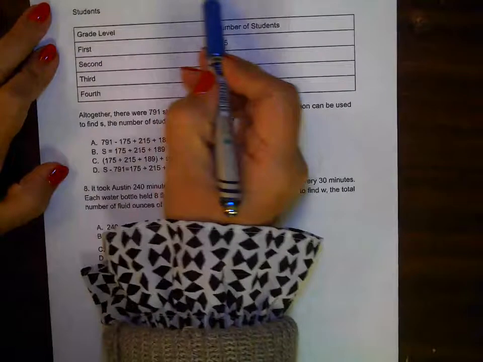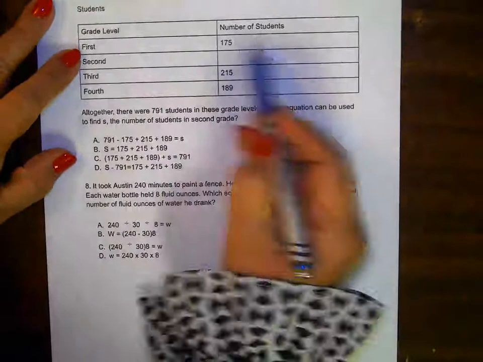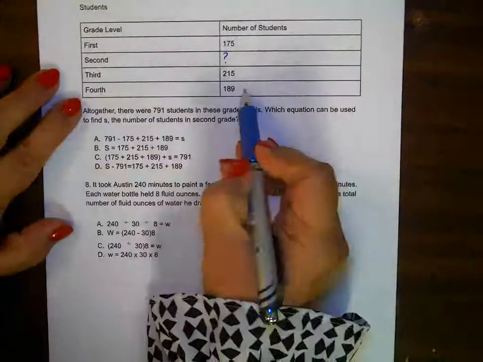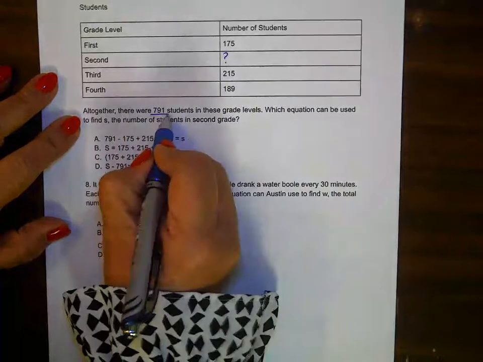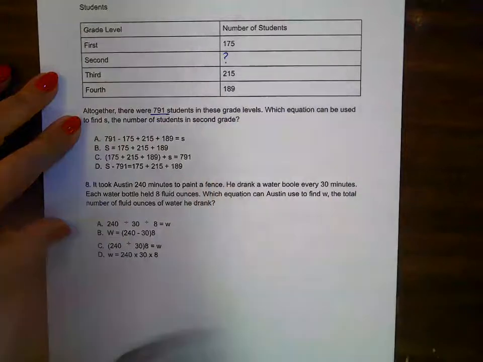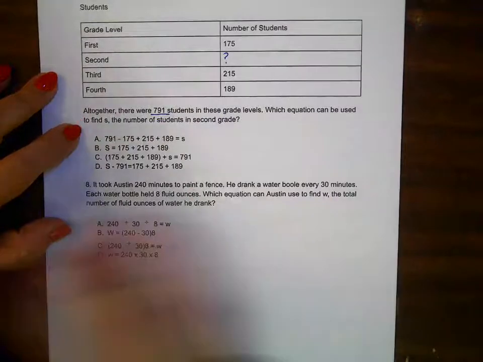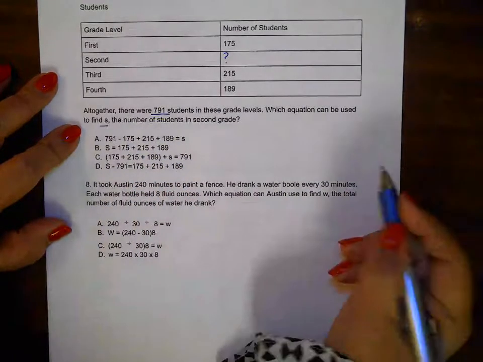An elementary school principal created a table to show the number of students in 4 different grades. So the grade level, number of students. First grade, they had 175 students. Second grade, we don't know. Third grade, 215. Fourth grade, they had 189. Altogether, there was 791 students in these grade levels. So that's already the total they're telling us. Which equation could be used to find S, the number of students in second grade?